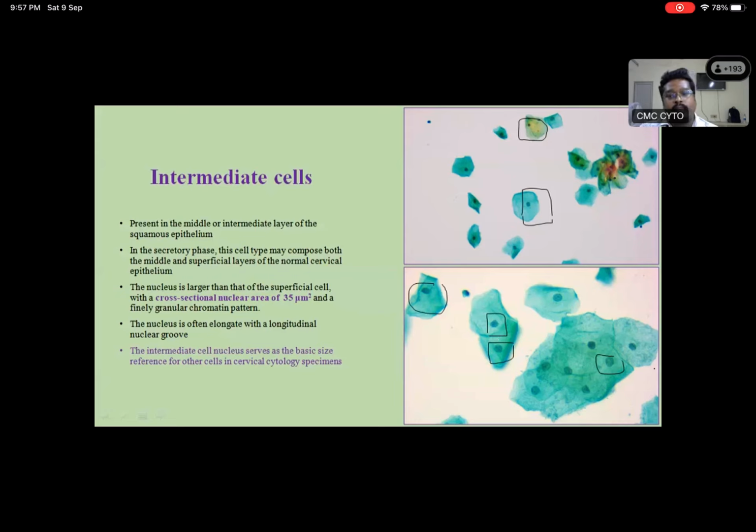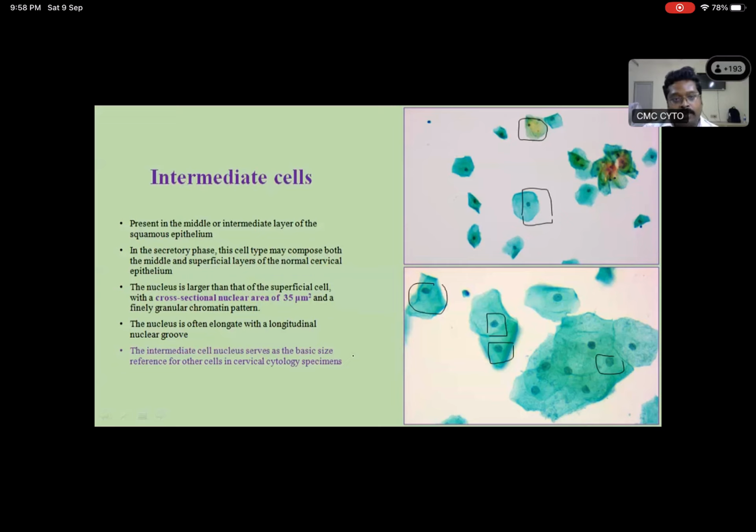So why is this information required? The area of the intermediate cell is the reference size for other cells in this cervical cytology. So when you are examining a smear, your first step would be to find a normal intermediate cell in the smear, which you will use as a baseline for comparing any other abnormalities.